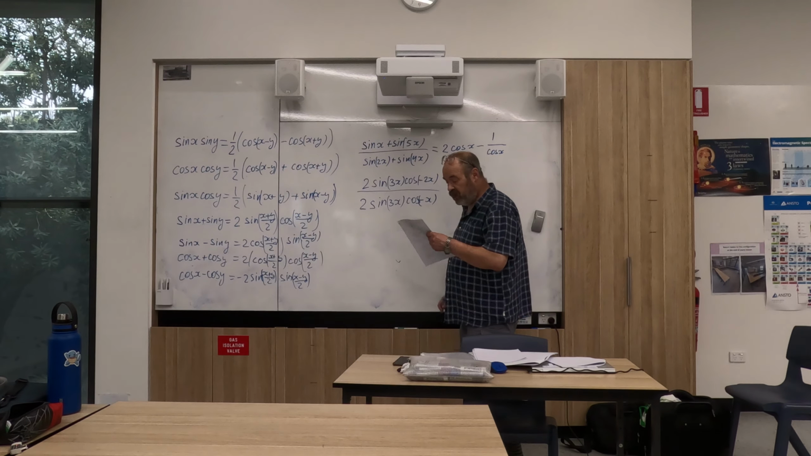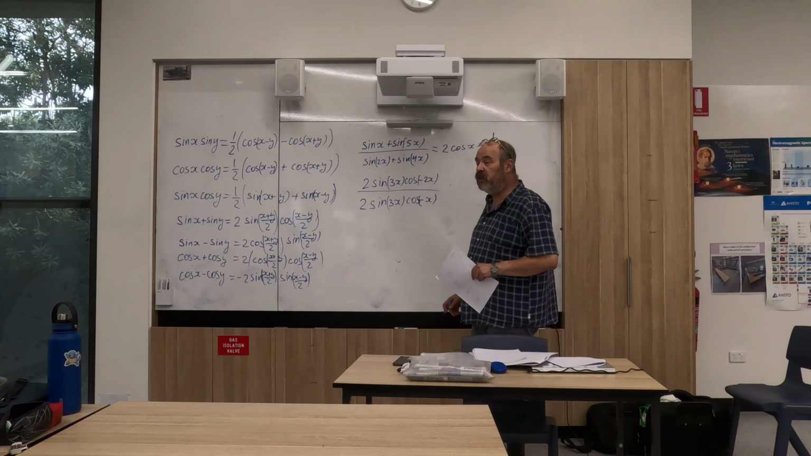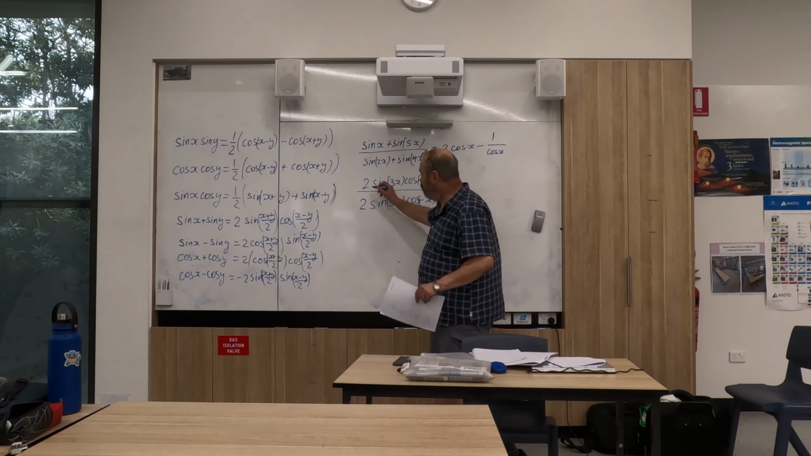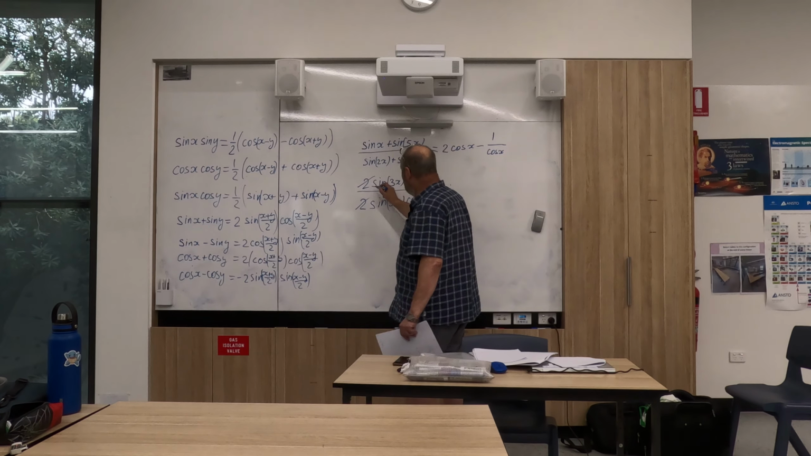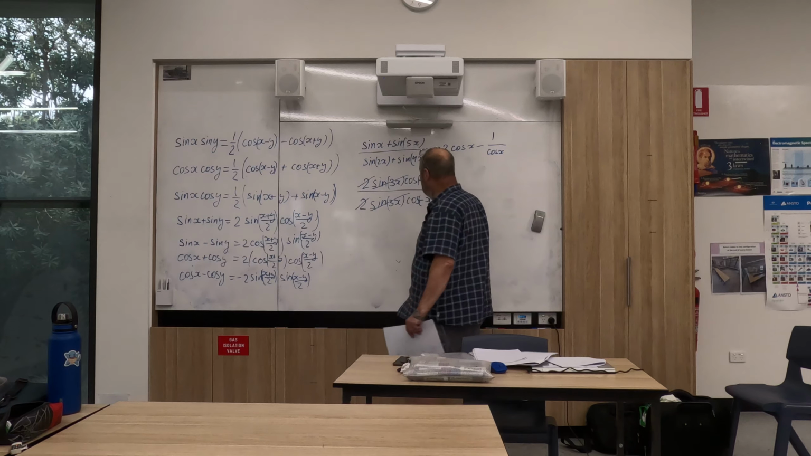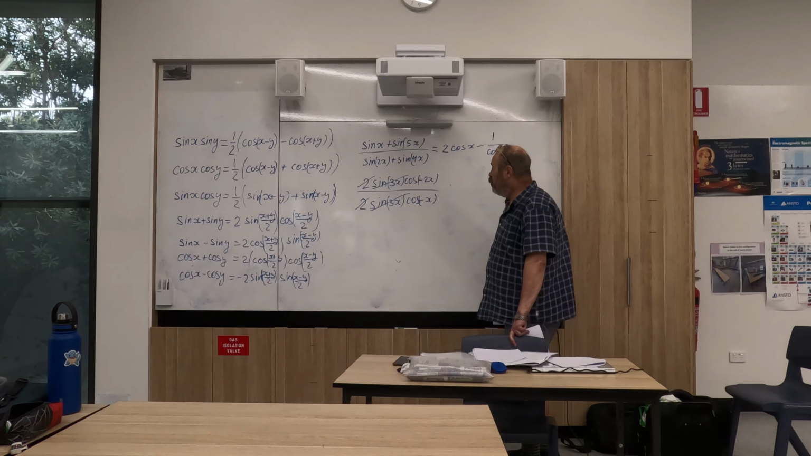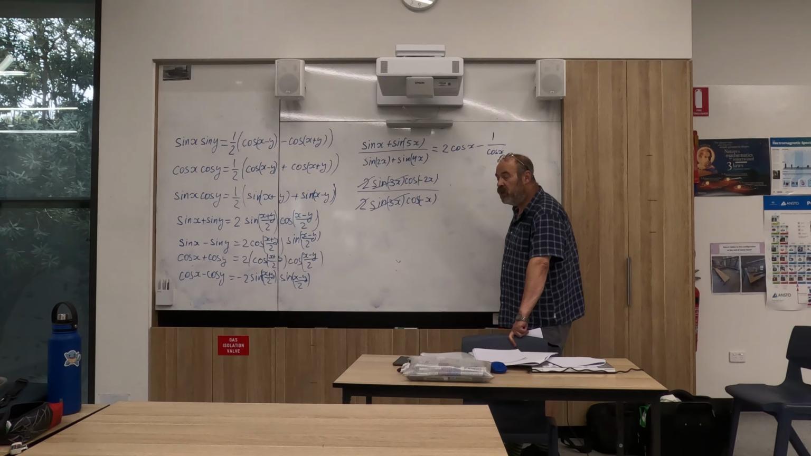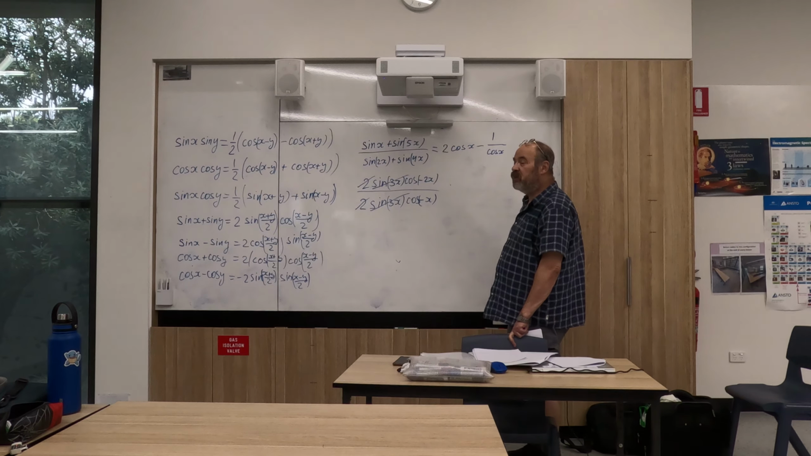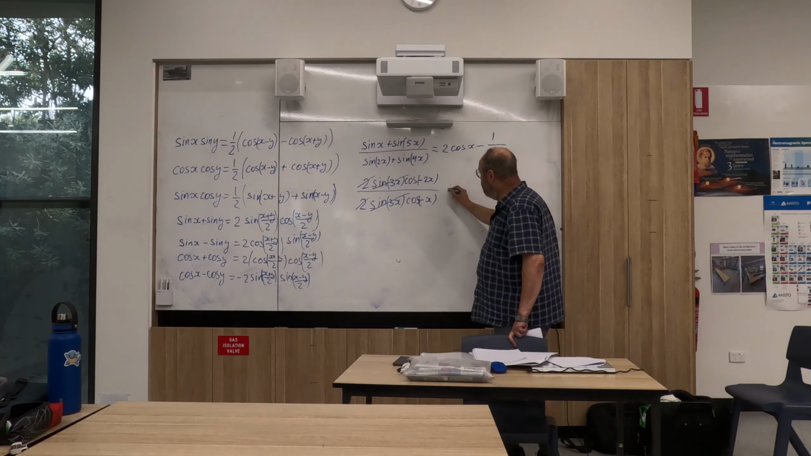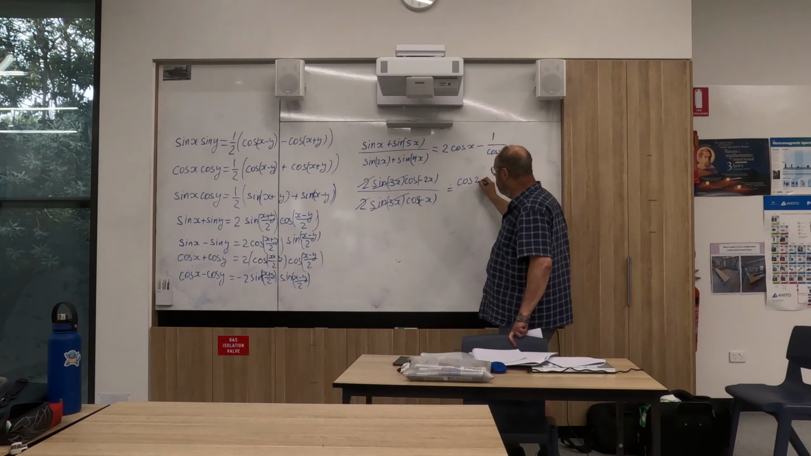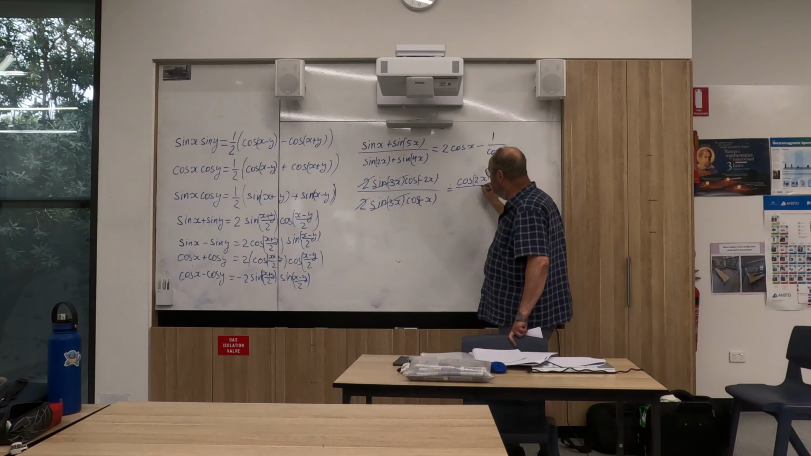Now, sine 3x, the 2 and 2 cancel out. How nice. Sine 3x cancels out. Now, is cos an odd or even function? Even. Cos is an even function. So cos negative 2x is just equal to cos 2x. So you will have cos 2x over cos x.